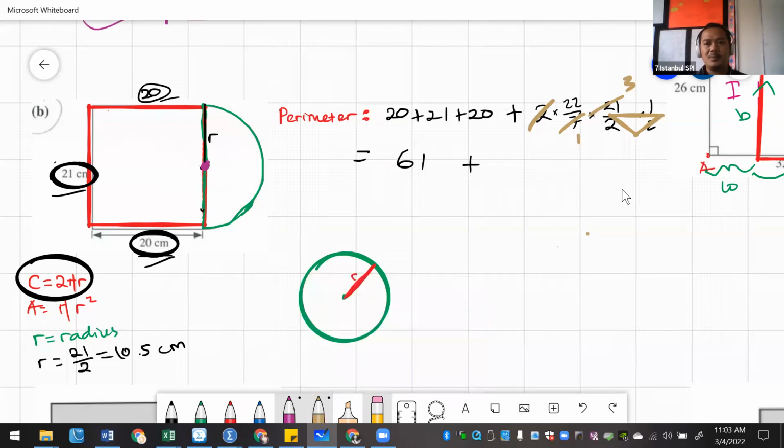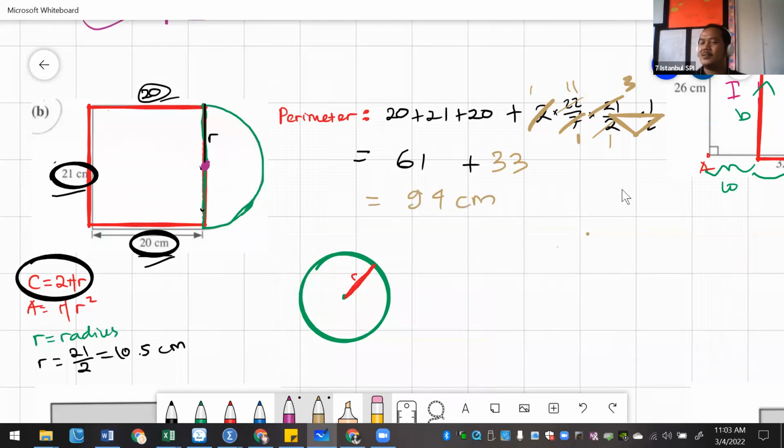Okay. And the last one here, I'm going to cancel this one and this one. Ya nggak? Ini jadi 1, ini jadi 11. Nah. Oh, tinggal 1 kali 11 kali 3 dibagi 1. Ya udah, 33. Ya kan? Nah, itu dia. So that will be 94 centimeters.